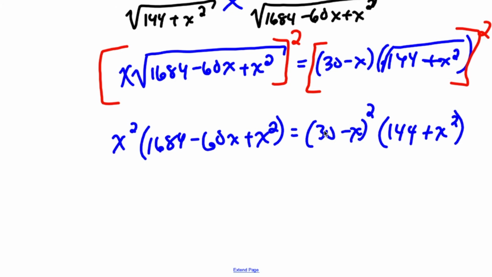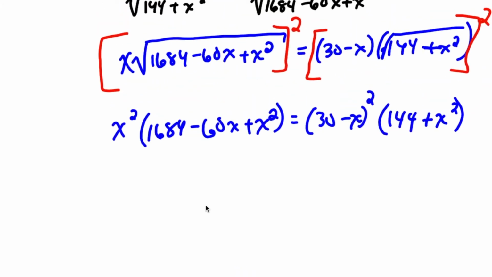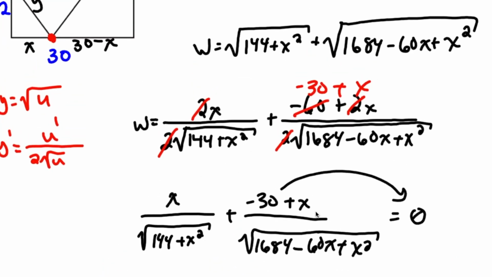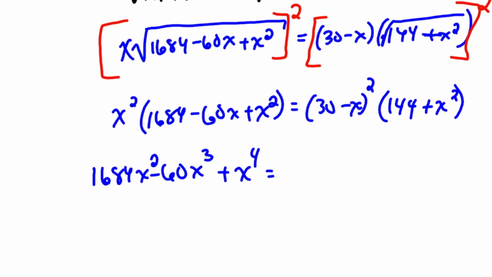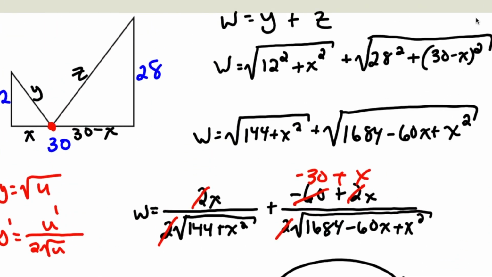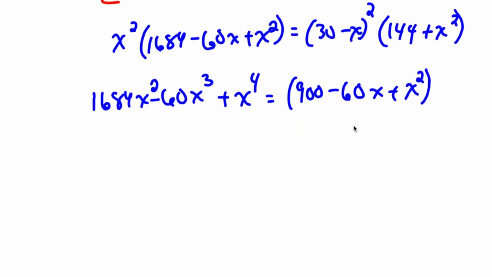So we've got a lot more work to do here. This is a very algebra-intense problem. The calculus is pretty much finished way up here. We took our derivative and set it equal to 0. That's the calculus part, but you can see we have a lot more algebra to do. So 1684x squared minus 60x to the third plus x to the fourth equals 30 minus x. If we square that, we're going to end up with 900 minus 60x plus x squared, which should look familiar because we did that right here. I just did it all in one step, combining it with that, but if you did that separately, you should already know that from right there. And then times 144 plus x squared.